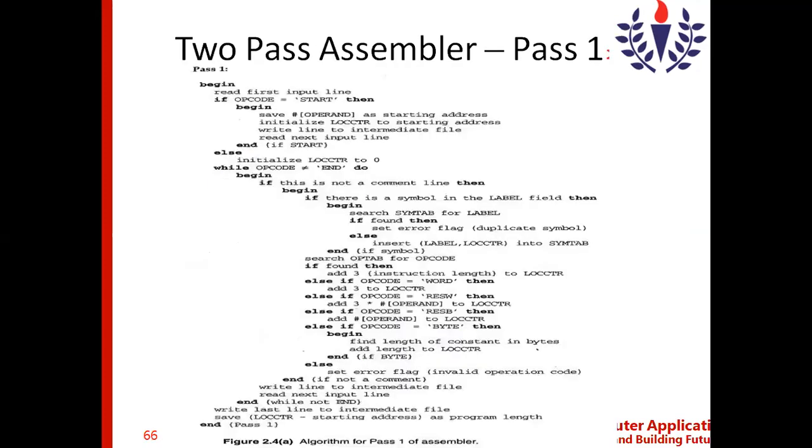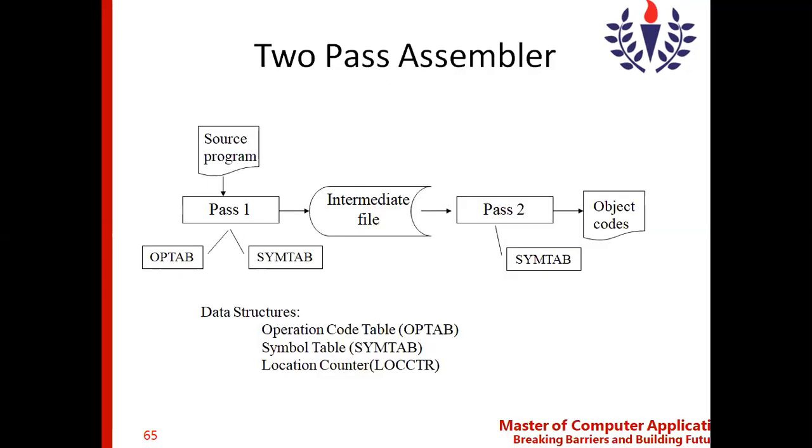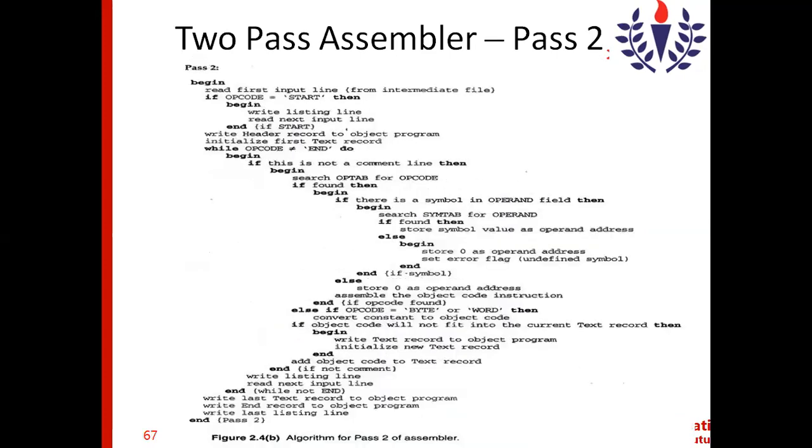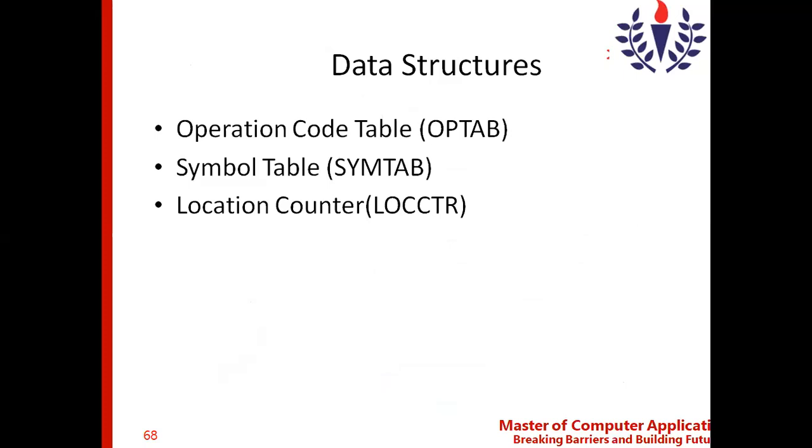If you look at the data structures, we have the op table, the symbol table, SYMTAB, and the location counter, LOCCTR. Again, we'll be discussing these data structures after seeing the first algorithm. If you look at this slide, you can see the pass-1 algorithm and how it works. Okay, so before moving on to this, let me give a brief about the data structures.